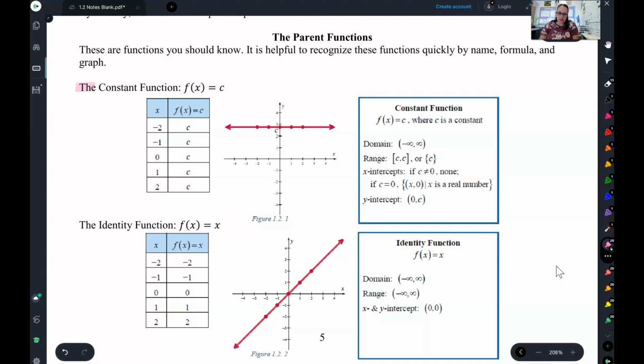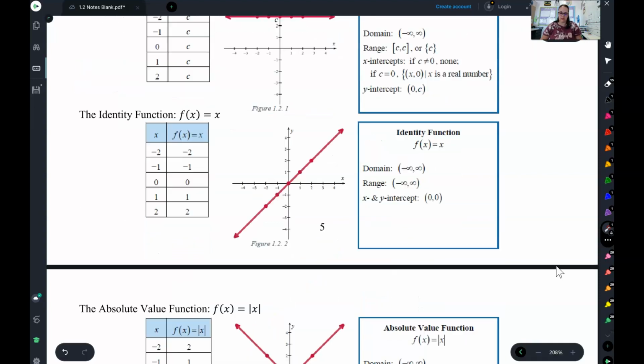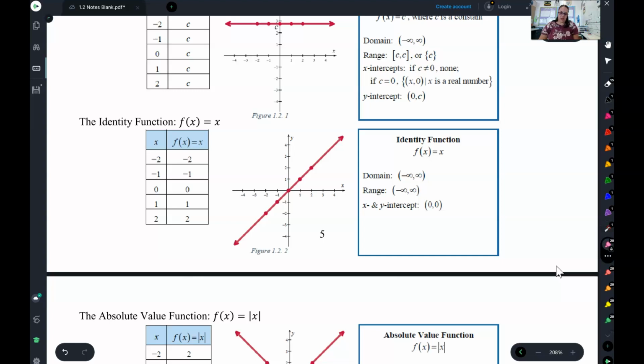First one we got is the constant function. That little c right there can be any number. And the function always looks like a straight line at that number. So if I have f of x equals -1, it's going to be a straight line through -1. F of x equals 4, straight line through 4. It's always a straight line through that number on the y-axis. That's the constant function.